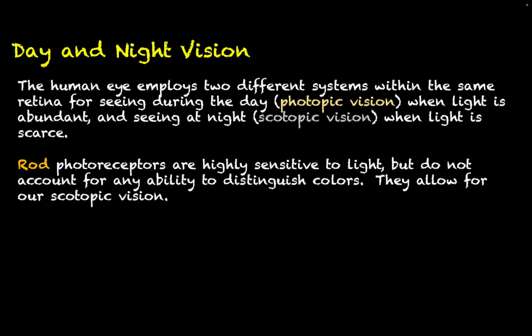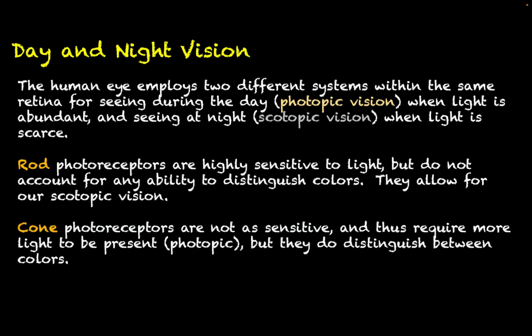So this is where we start to distinguish between rod and cone photoreceptors. Rod photoreceptors are highly sensitive to light, meaning that they don't require a whole lot of light to work very well, but they don't account for any ability to distinguish color. So if you're just relying on your rod photoreceptors, you would just be seeing black and white or shades of gray. So rods are responsible for our scotopic vision. Again, your scotopic vision is your night or dark adapted vision. There's not very much light to work with, so it's a very good thing that rods are so sensitive because they can work with very low amounts of light.